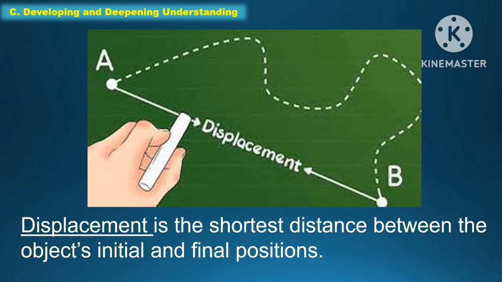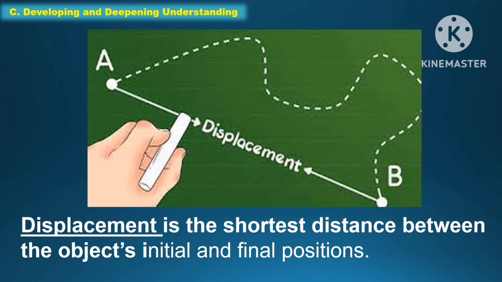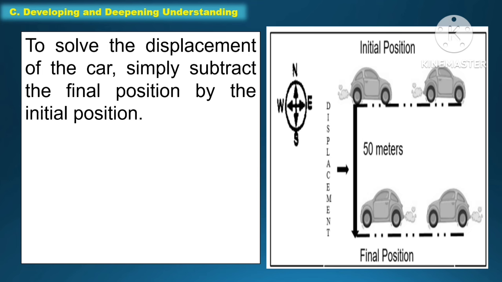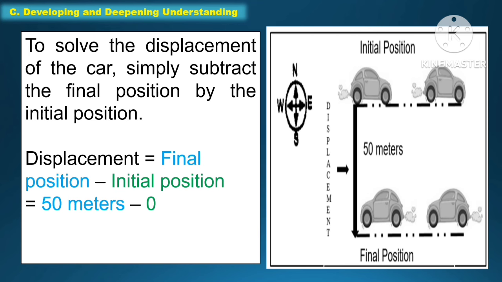The word displacement is the shortest distance between the object's initial and final position. To solve the displacement of the car, simply subtract the initial position from the final position. So displacement is equal to final position minus initial position. So 50 meters minus 0. So the displacement is 50 meters.